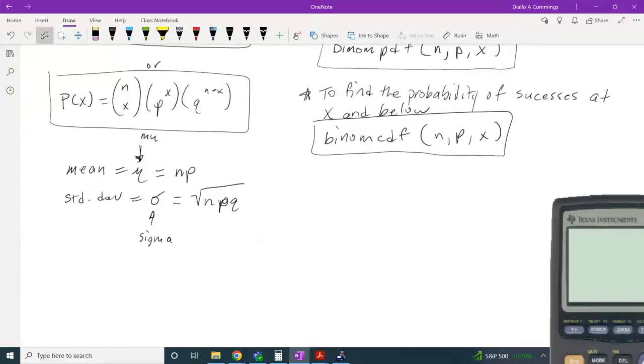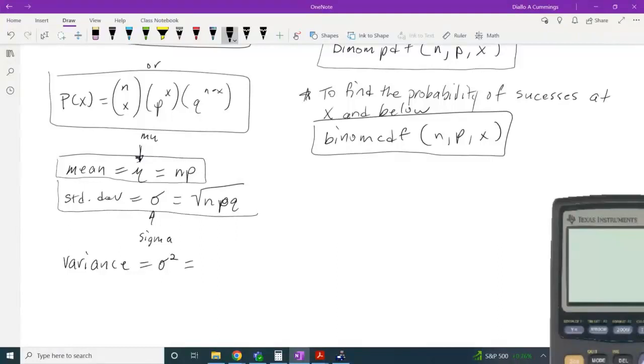And then lastly, to find the variance, and the variance is written as sigma squared. Okay, since these are formulas, I'm going to just put them in boxes. The variance is equal to sigma squared, and to find the variance, you just simply multiply n times p times q.